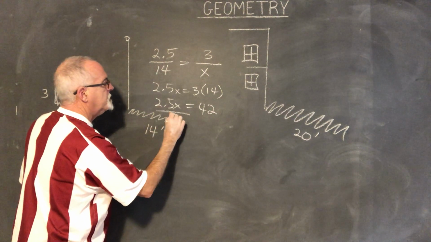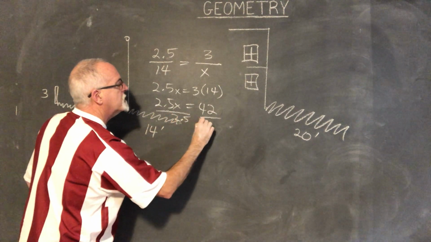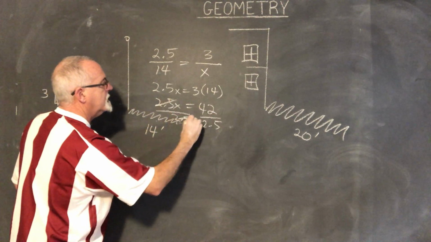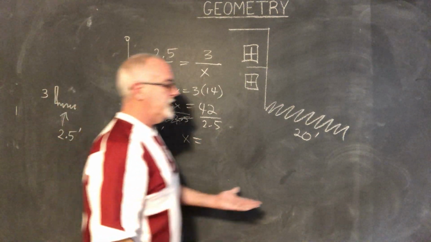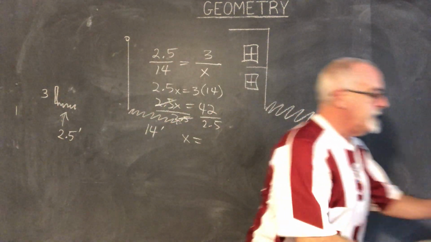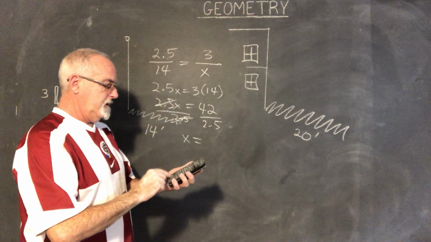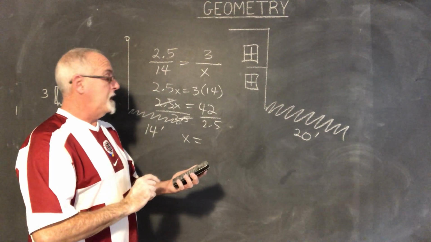I'm running out of space, but I'll still show it. I'm dividing both sides by 2.5. Cancel, cancel. X is isolated. What is 42 divided by 2.5? Calculator. 42 divided by 2.5 is 16.8.